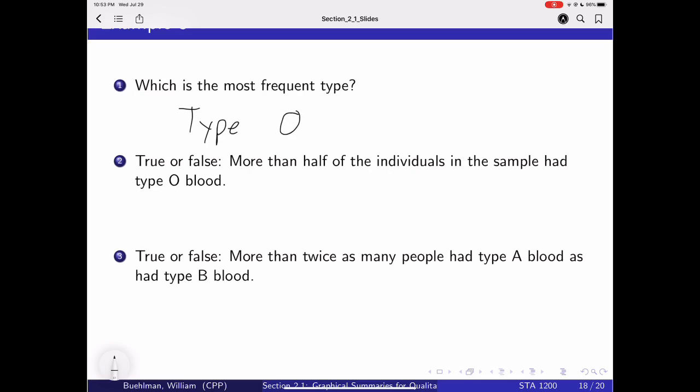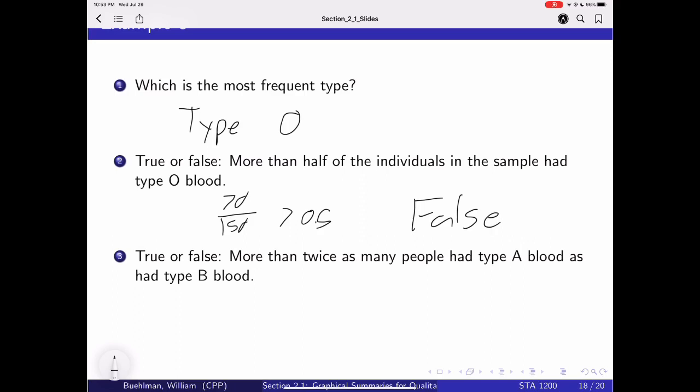So it asks us, is more than half of the individuals type O? Well, we saw that there was 70 individuals that had type O out of 150 people. So if we were to do the math on that, 70 out of 150, is that more than 0.5 or is that more than a half? And no, it's not. So this is false.